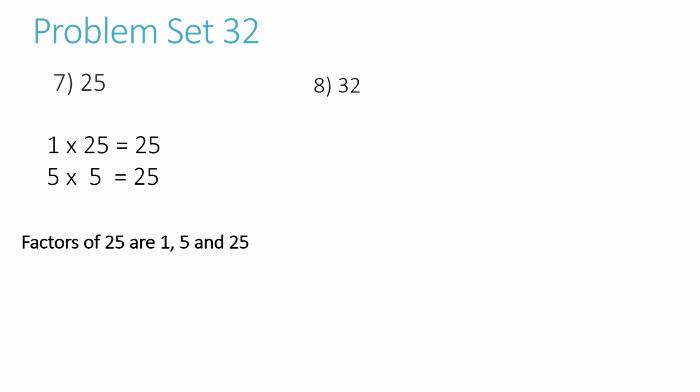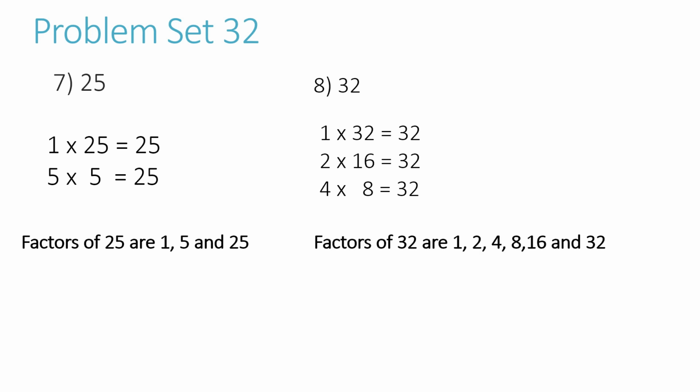8th sum, 32. So 1 into 32 is 32. 2 into 16 is 32. 3 table it is not going. It goes in 4 table. So 4 8 is 32. So these are the factors we got. So 1, 2, 4, 8, 16 and 32. So these are the pairs of the number whose product is 32. So the factors of 32 are 1, 2, 4, 8, 16 and 32.